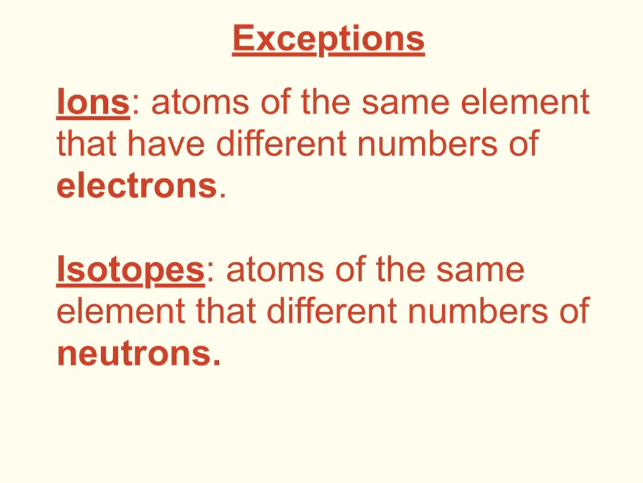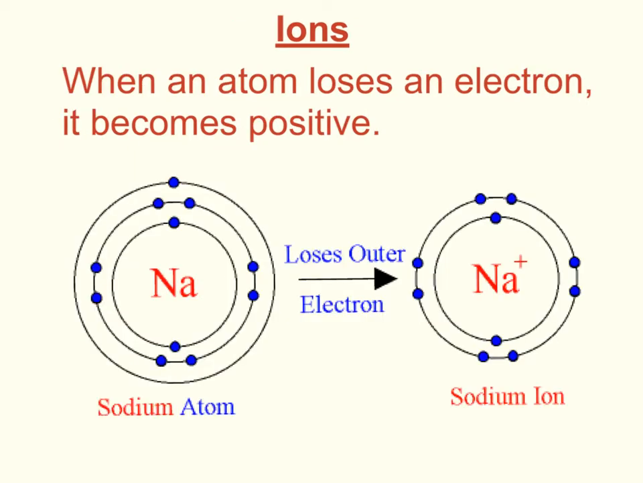There are 2 exceptions to these rules. The first one is ions. Ions are atoms of the same element that have different numbers of electrons. Another example is isotopes. Isotopes are an exception because they are atoms of the same element that have different numbers of neutrons. Because ions involve a change in the number of electrons, ions result in a change in electrical charge.